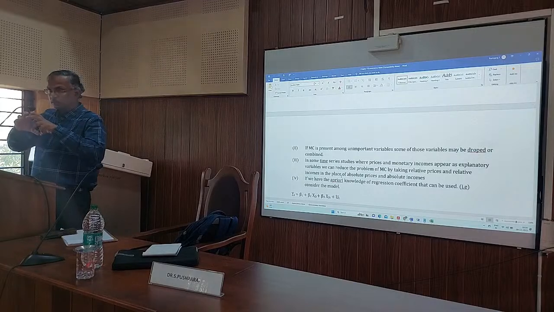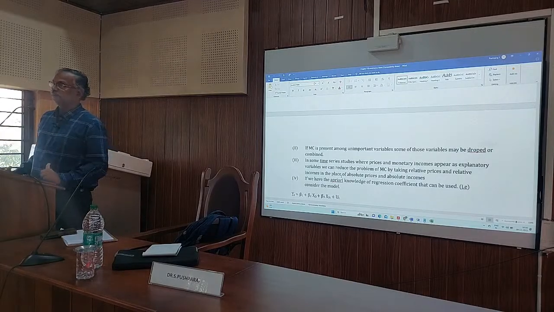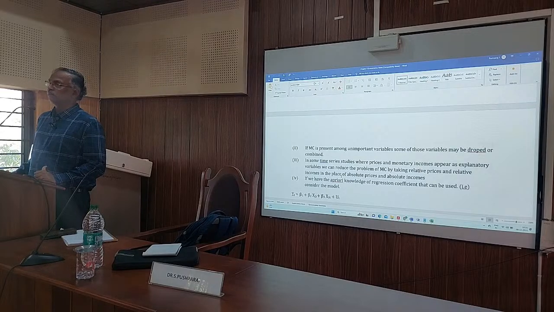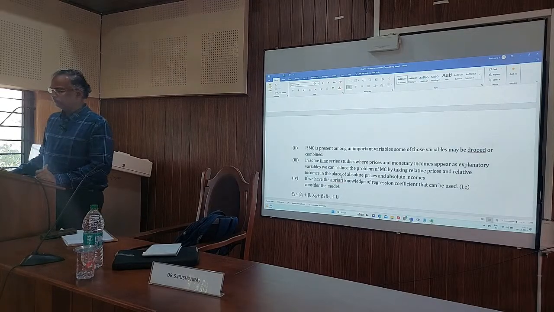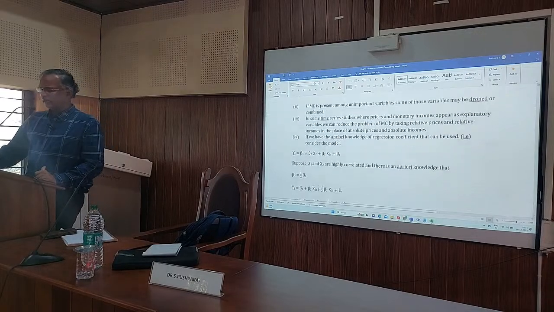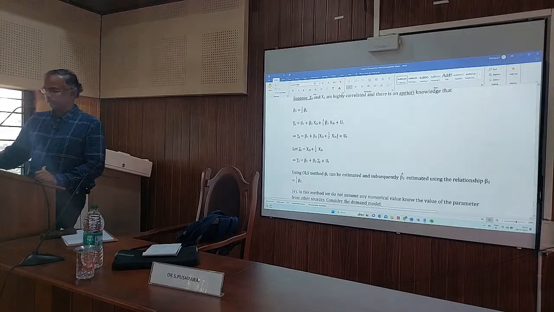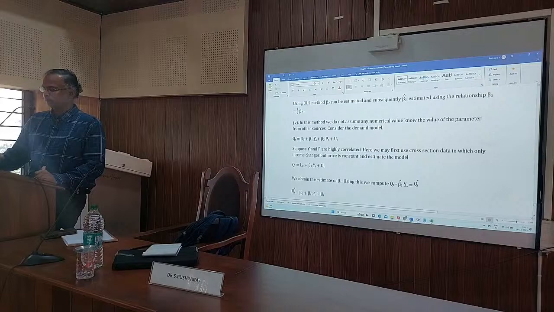If the relationship is determined and known, that a priori information can be used for the estimation of the model. So this is how the model problem is solved.